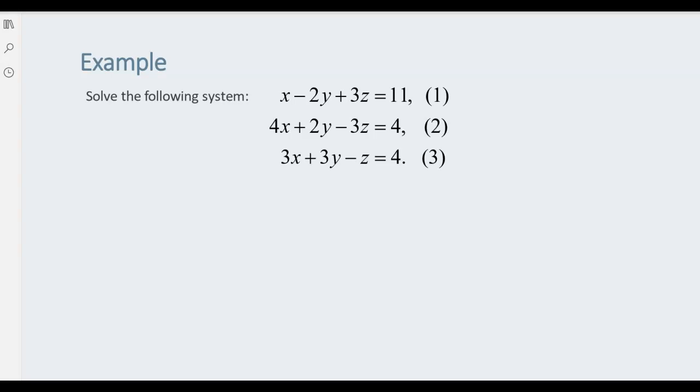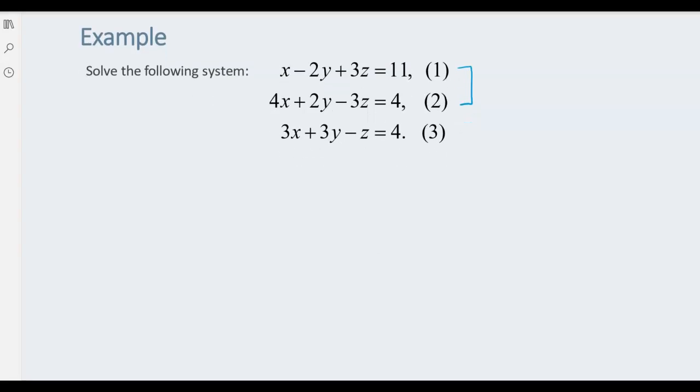So I'm going to pair up two equations at the same time to eliminate one variable completely. In this case, I'm going to eliminate the x's. And so I'm going to start by combining equations 1 and 2 together. I want to think about getting rid of x, so I want a negative 4 in front of the x in that first equation so that I can add them together and get rid of the x. So I'm going to take equation 1 and multiply it by a negative 4.